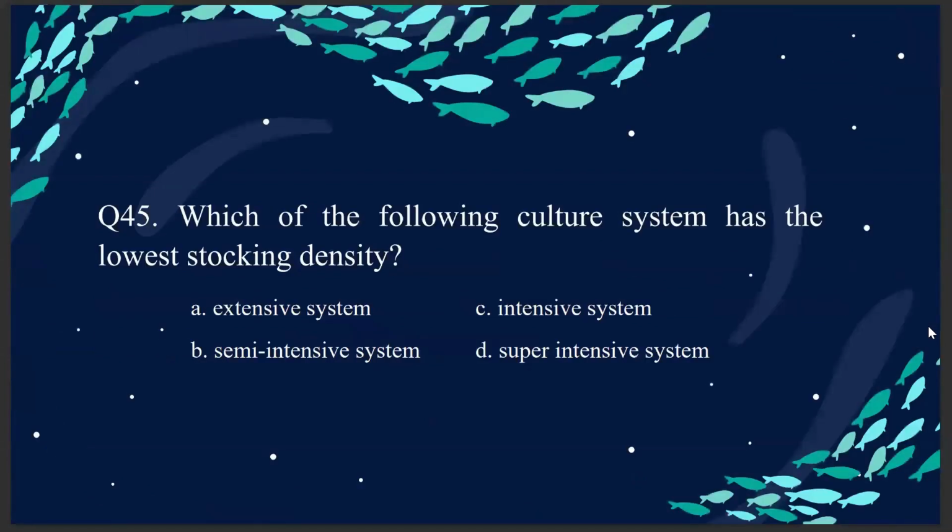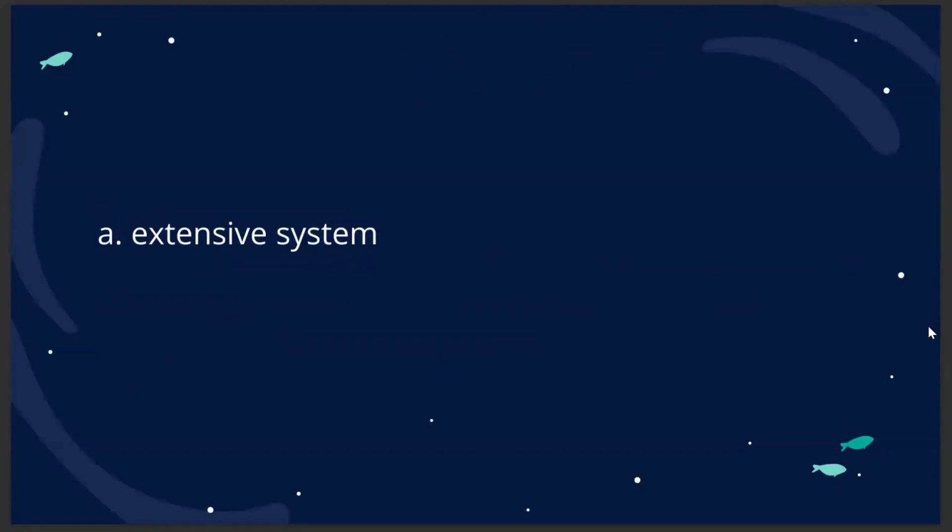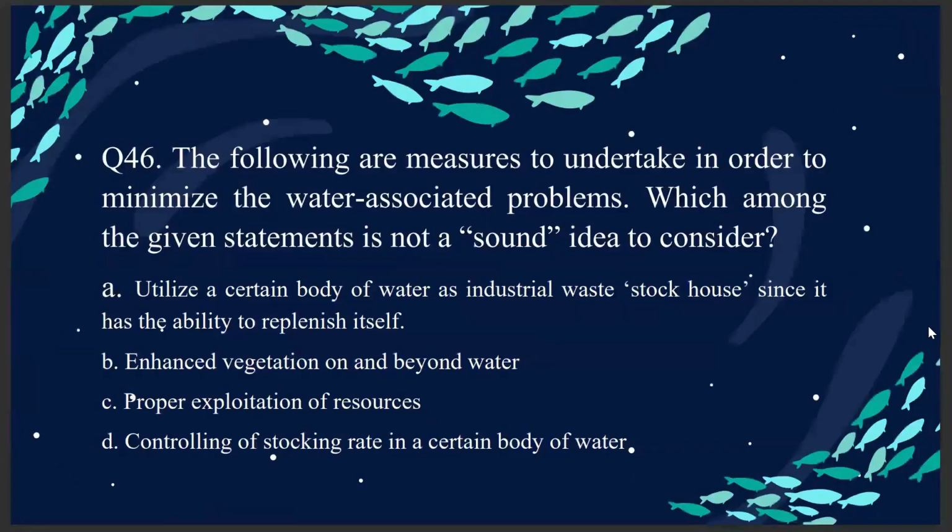Number 45. Which of the following culture systems has the lowest stocking density? A. Extensive system, B. Semi-intensive system, C. Intensive system, or D. Super intensive system. The answer is A. Extensive system.